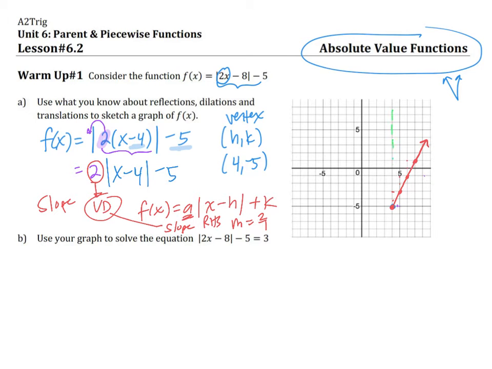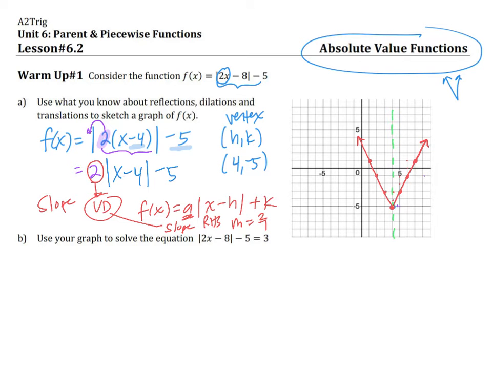The other half, we just reflect it over the vertical line that goes through the vertex. And so for my other half, I'm just going to follow that same pattern. And this is what the left-hand side of your absolute value graph looks like.